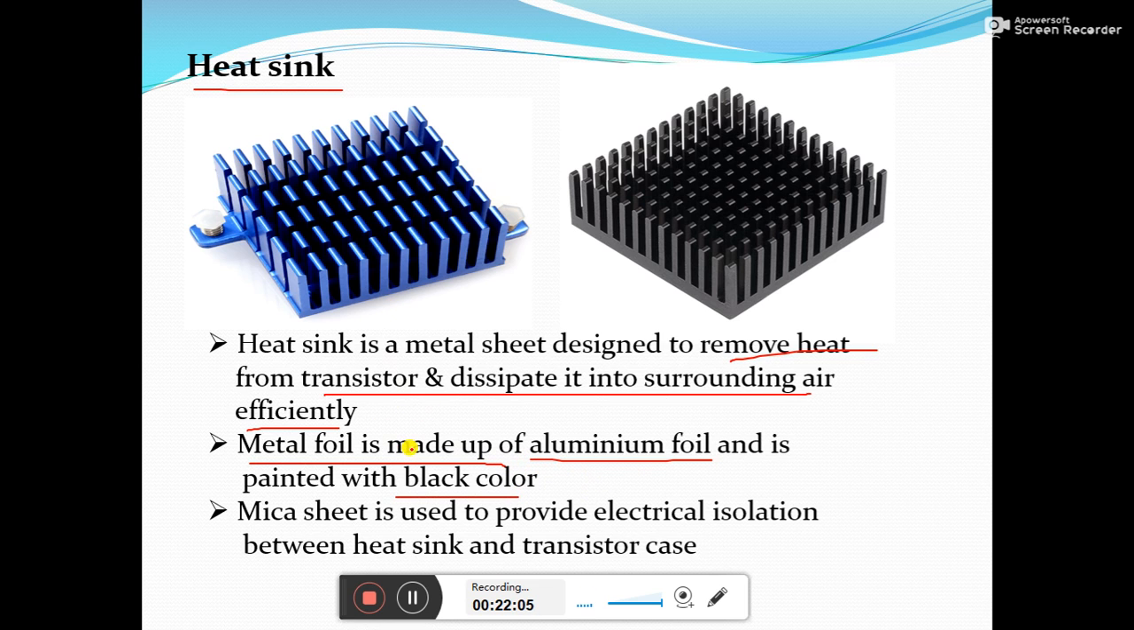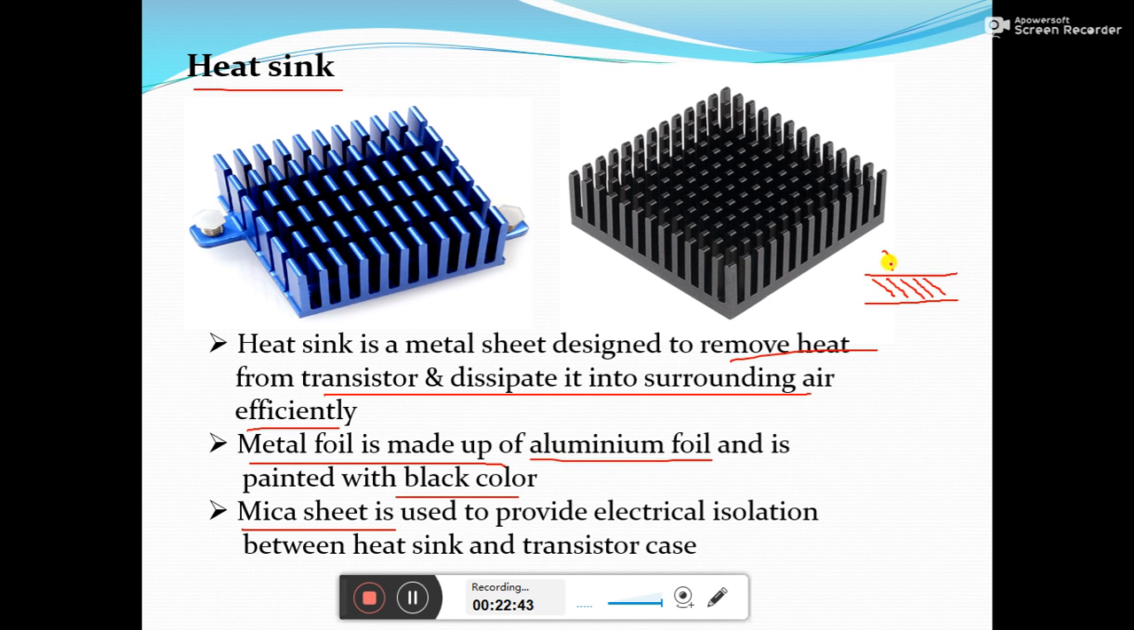Another important feature that we expect from the heat sink is that it should provide a large surface area. If it provides a large surface area, it can dissipate the heat efficiently. And here one should insert a mica sheet. A mica sheet is inserted between, let's say this is the transistor layer and this is the heat sink layer. In between these two layers, a mica sheet is inserted. The purpose of using this mica sheet, as you know, is that mica is nothing but an insulator, and this provides isolation between the heat sink and the transistor.